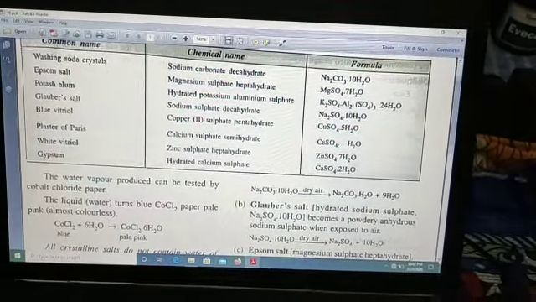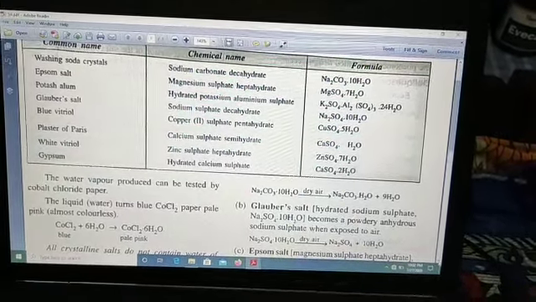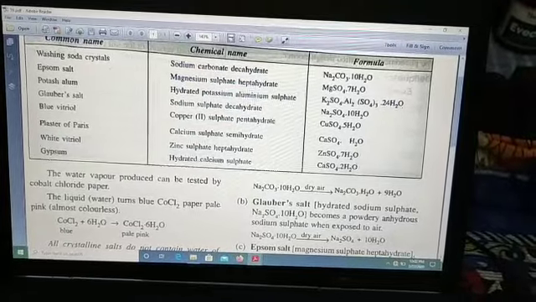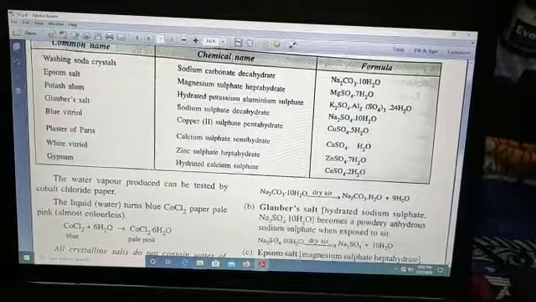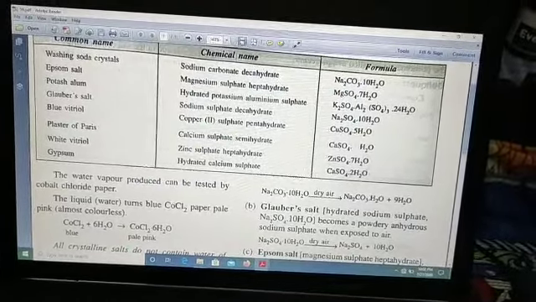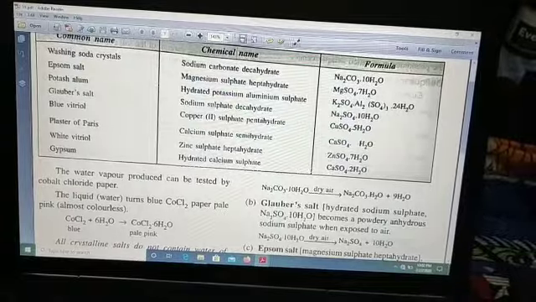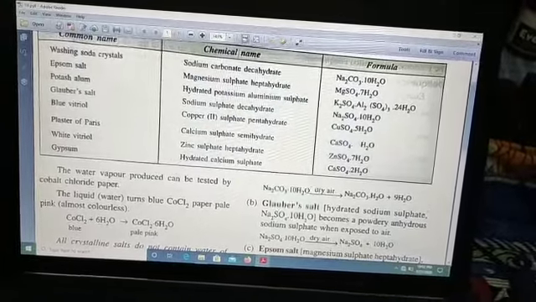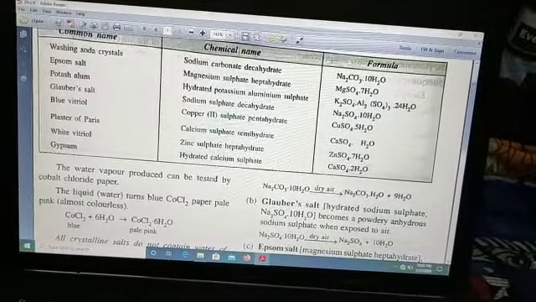Hello class. In our last session, we came across the term water of crystallization while looking at the properties of salt. So there we came to know what water of crystallization is. It is the definite number of water molecules associated with the salt that is present in crystalline form. And we have seen many examples as well.